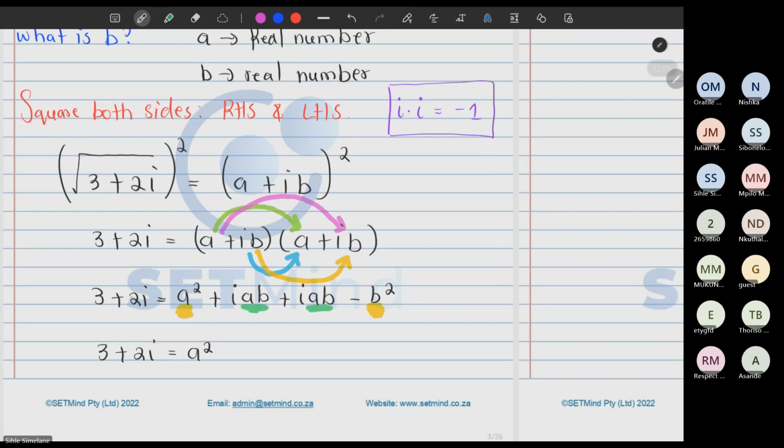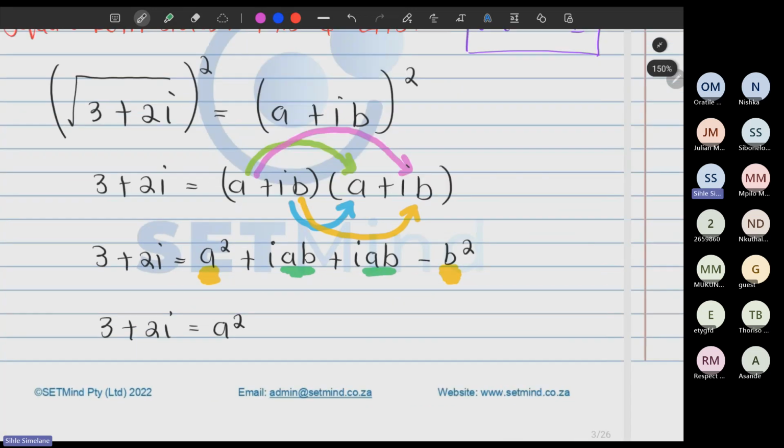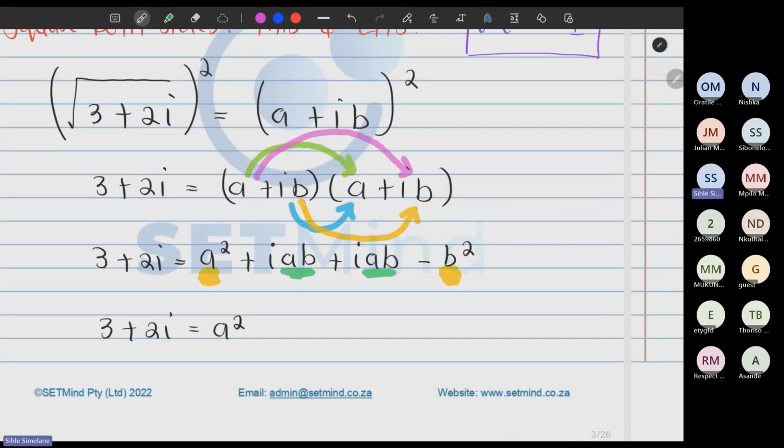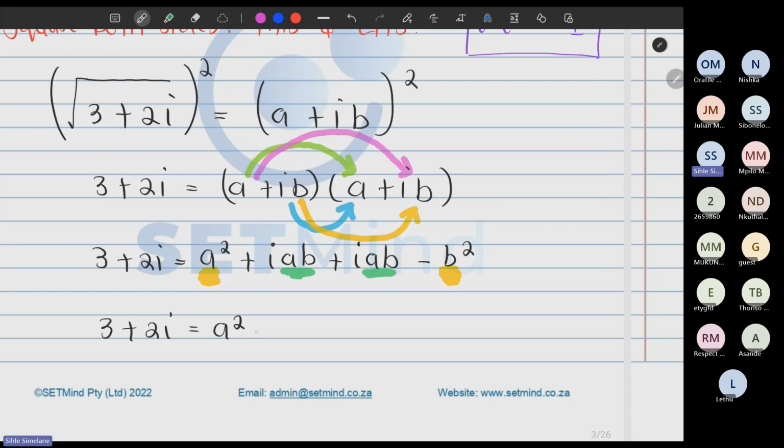Great. So if we collect the real parts, which are shaded in yellow or gold, we will have a squared minus b squared plus i. When we look at the imaginary parts, which are green, we'll have ab plus ab. That means we have 2ab.